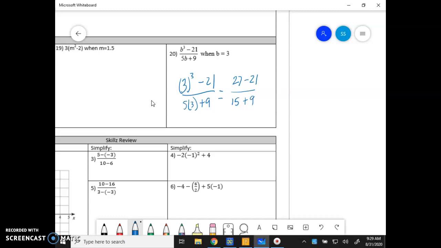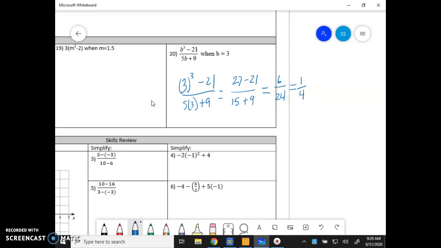And now we can solve on top and on the bottom. We get 27 minus 21, which is 6, and 15 plus 9, which is 24. And so we can just reduce this down. And if you're not very good at reducing, again, you can use that N over D key and just use your arrows to put the 6 on the top and the 24 on the bottom. And if you just press enter, it will simplify it for you. Okay. The final answer here is 1/4.